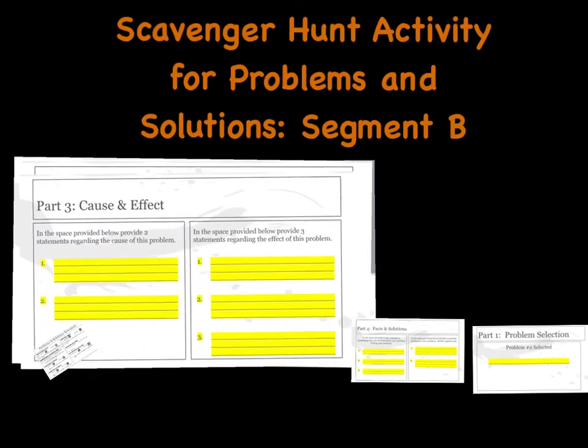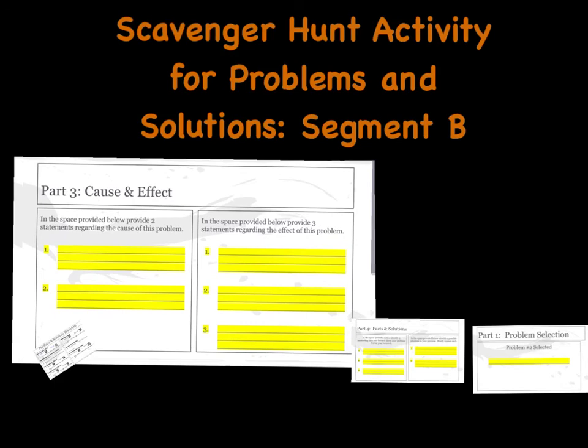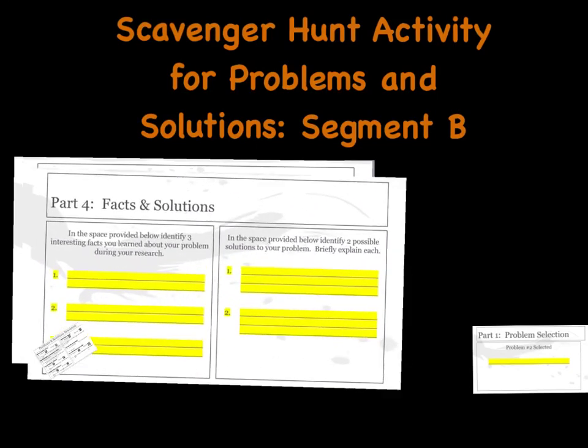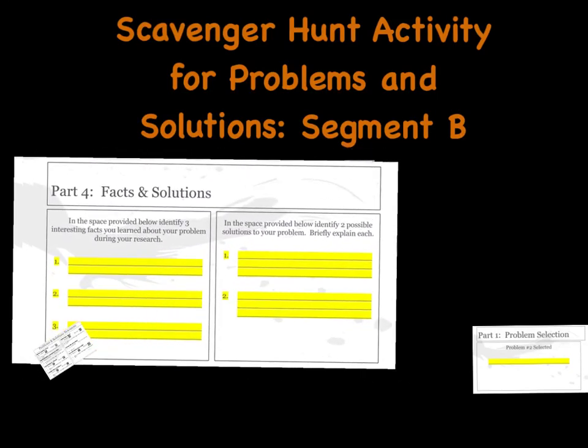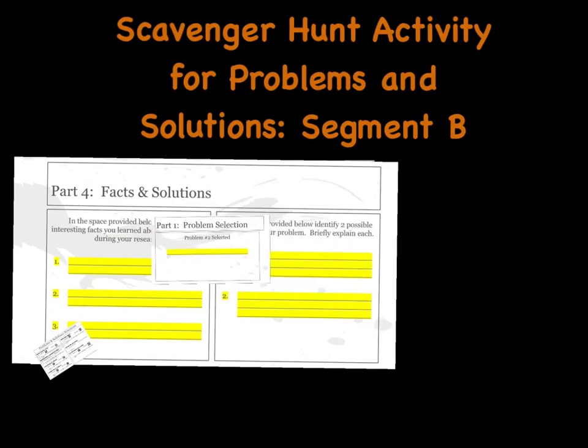For your third part it says cause and effect. Over on this side you are going to list 2 causes of your problem. Over here you're going to list 3 effects that your problem has. Then for part 4, facts and solutions. Over on this side you are going to put 3 interesting facts that you found about your problem. And over here you are going to list 2 possible solutions to your problem and explain why. Make sure that you explain why they are solutions.